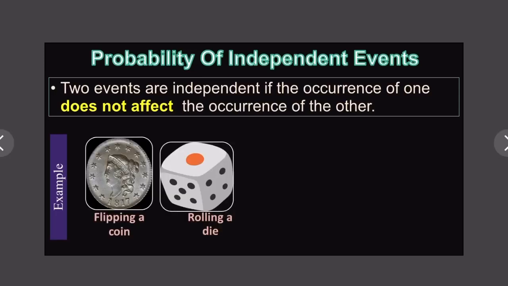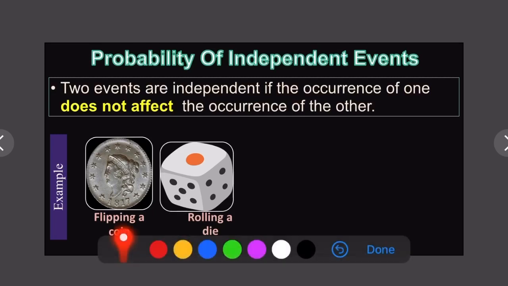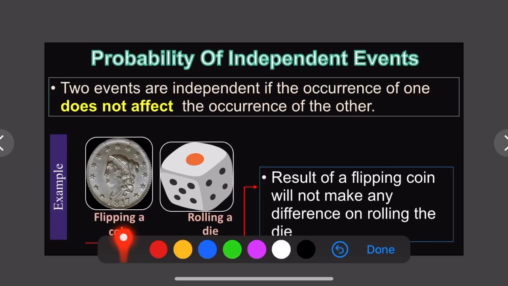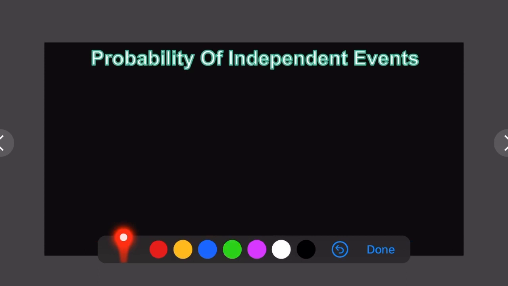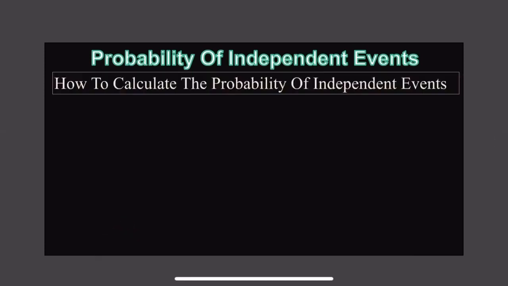when we flip a coin together with a die, okay? You roll a die and flip a coin, both events are happening together. Whether you get a head or a tail when you flip the coin will not make any difference on the score you get when you roll the die. So the result of flipping the coin will not make any difference on rolling the die because both of the events are independent. How can we calculate the probability of independent events?